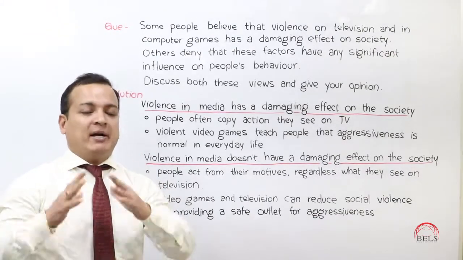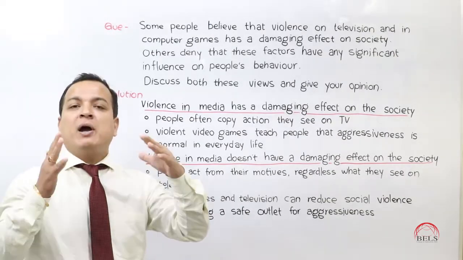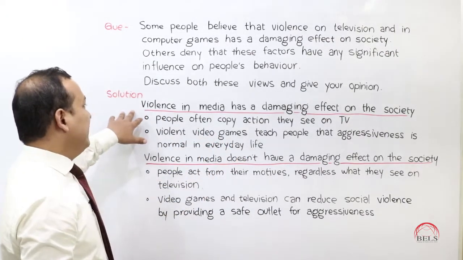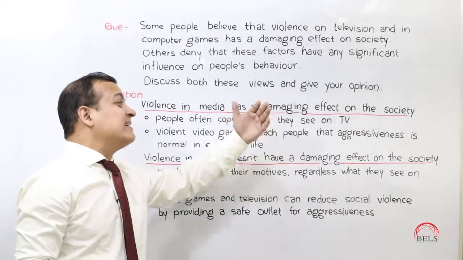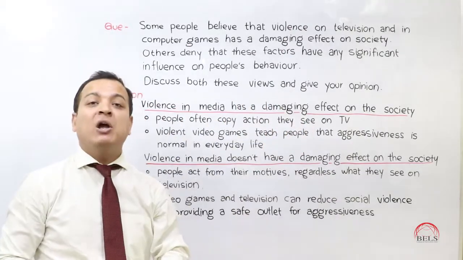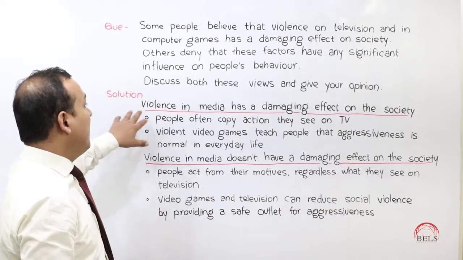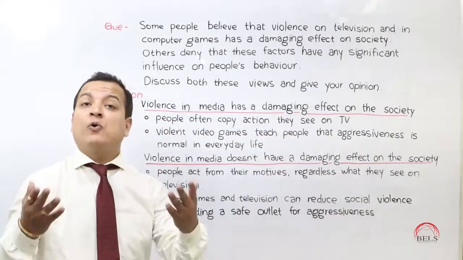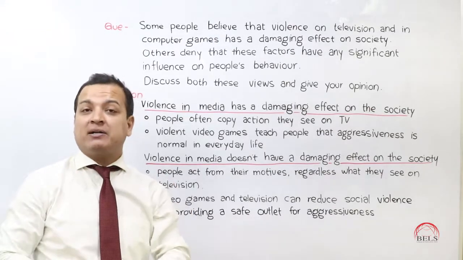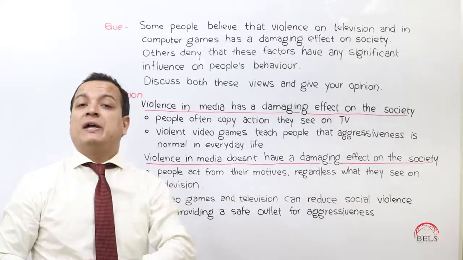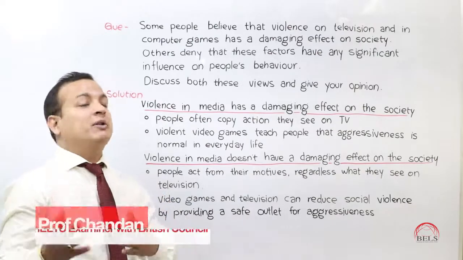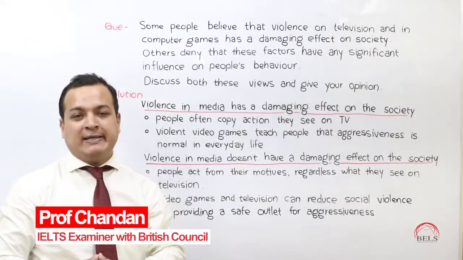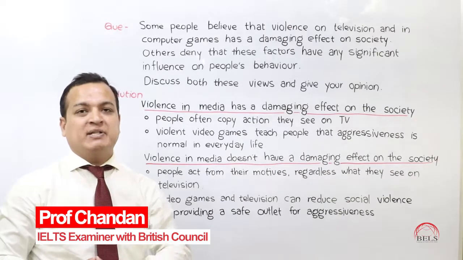Take your time, at least 2 minutes before that. Write some key points before. So one side of the view: people who believe violence in media has a damaging effect on society. We have some points. Number 1 point, people often copy actions they see on television. Of course, it has a major impact on the psychology of a child. Those children who watch many movies try to copy those actions in their daily life, which has a damaging effect.